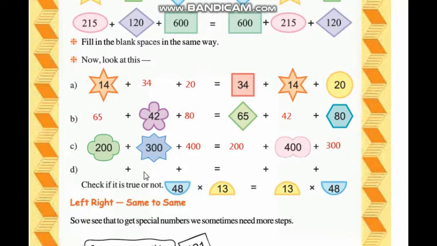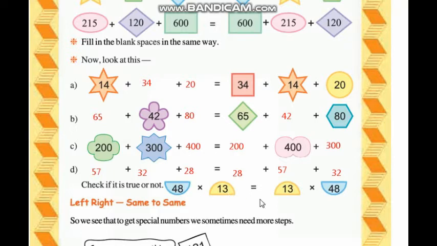Now question D. Here only blanks are given. Here 3 blanks and here 3 blanks. So we need to write numbers on both sides so that the sum of these 3 numbers and these 3 numbers will be equal. So let's write. Here I have written 57 plus 32 plus 28 is equal to 28 plus 57 plus 32. Now check if it is true or not.